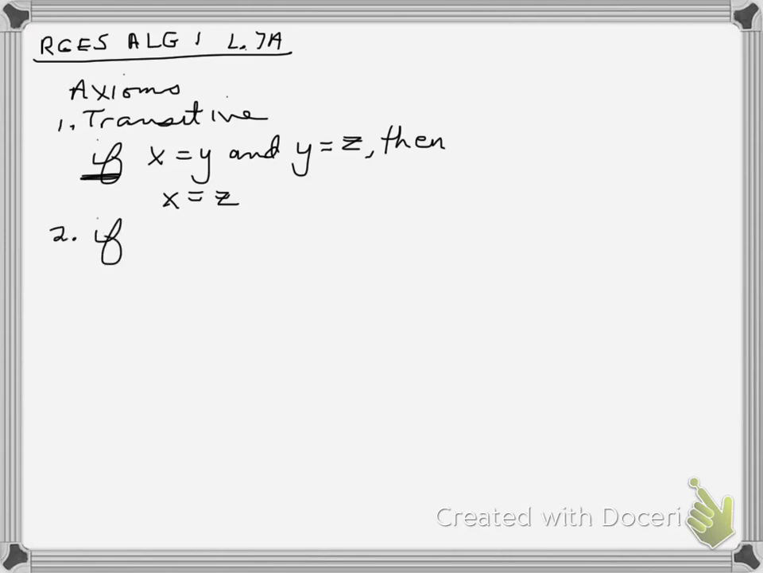The next one is called, let's put the name first, the symmetric property, or the axiom of symmetry. And it simply says that if x equals y, then y equals x. Symmetry means they're the same on both sides of the body, bilateral symmetry, or we're the same in different sections, for instance, of an organism. So if the left side equals the right side, then the right side equals the left side. Okay, that's kind of what we're looking at there.